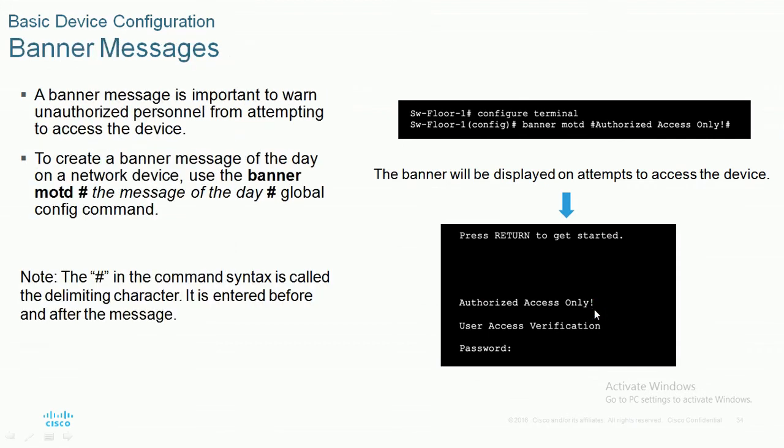Banner messages. Whenever any person comes to access your switch, you may need to display some message like authorized access only, or any kind of message you want to display. For that you need to use banner messages. How to apply banner messages: go to configuration mode and type banner motd, that is message of the day, banner MOTD, and give a hash symbol and then authorized access only, close hash, or restricted entry, anything you want. Take the backup daily, any kind of message you want to give, you need to give here. Okay, banner messages.